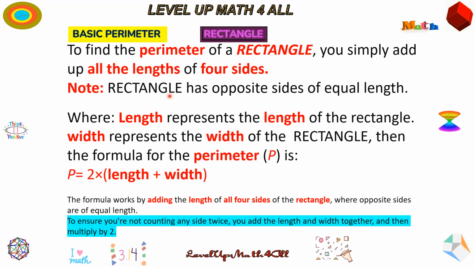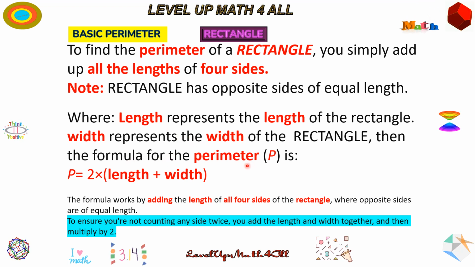So to find the perimeter of a rectangle, in general, you have length 1, width 1, length 2, and width 2. You need to sum up all four, the two lengths and the two widths. That eventually gives us the perimeter of a rectangle.